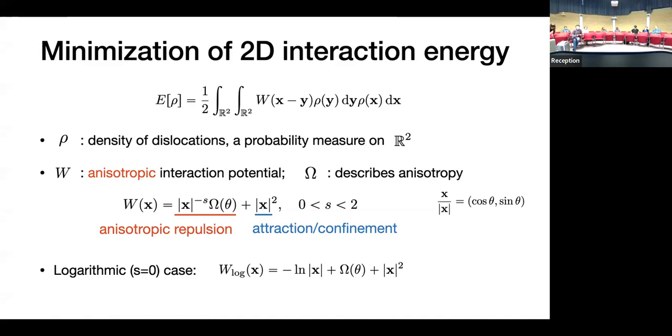energy, which is anisotropic. Here we will consider the case when the singularity index s is between 0 and 2. Another important case is the logarithmic case, which approximately corresponds to the case s equals 0 in this. In fact, this kind of logarithmic potential can be derived as the limit as s goes to 0 for this kind of Riesz-type interaction energy.